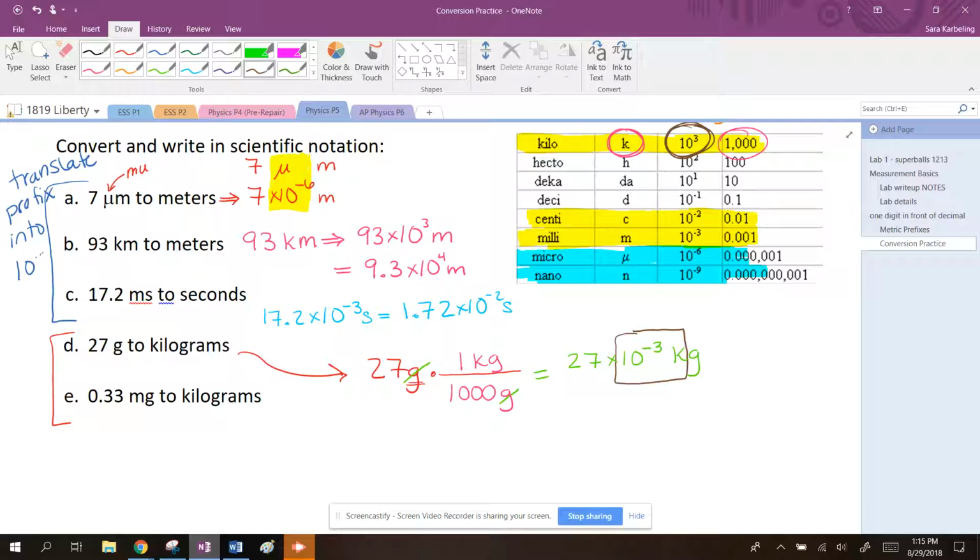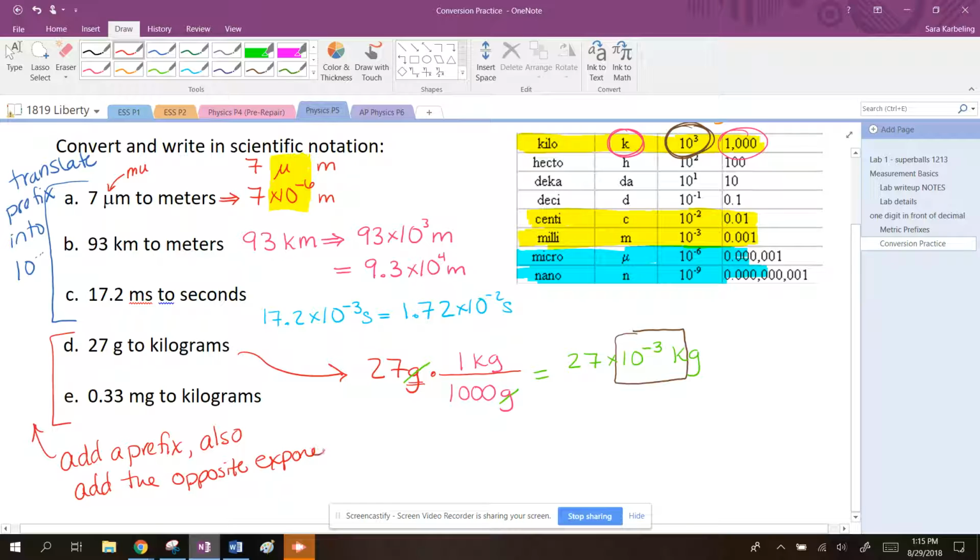Okay? So here's the rule for up here. If you add a prefix, also add the opposite exponent in the times 10 to the whatever. Fill in this blank here. Is that okay? That's the sneaky way to do it.